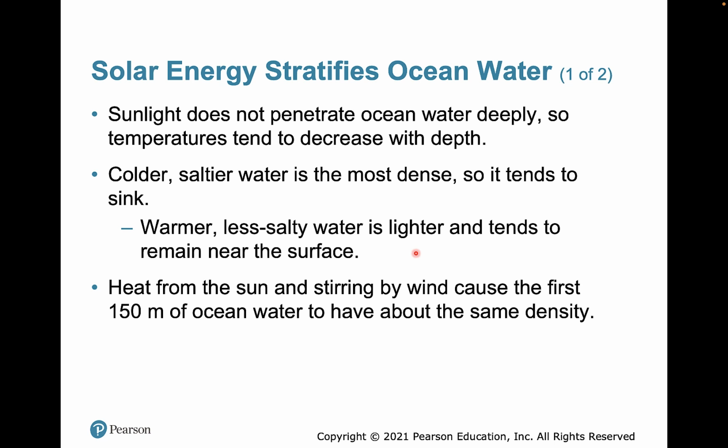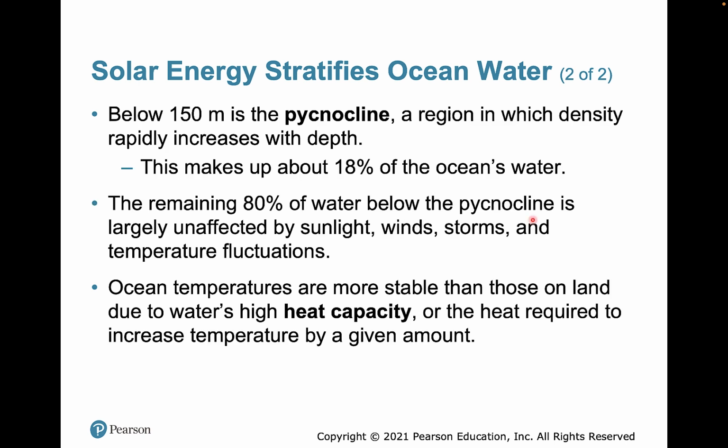So heat from the sun, solar radiation getting into the ocean, and wind agitation really create a pretty uniform body of water for about the top 150 meters. It's all about the same density, right? Same temperature, same salinity for the most part, okay? You get below that, and then you get a really rapid change in density, a rapid change in temperature and salinity below something called the pycnocline, okay?